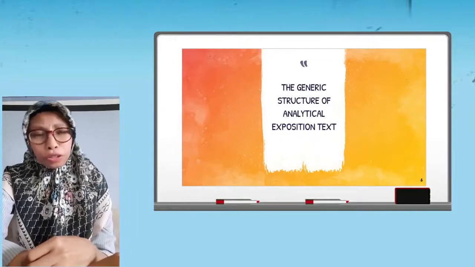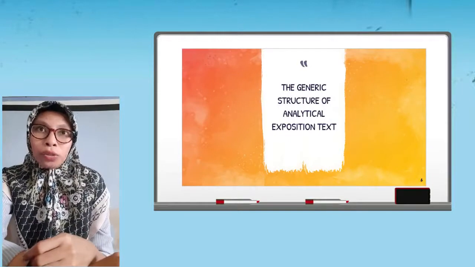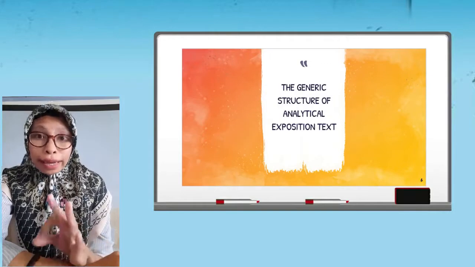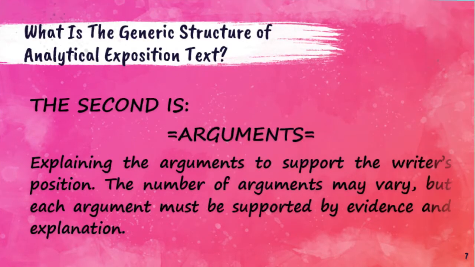What is the generic structure of analytical exposition text? Actually, it has three parts. The first one is thesis. Thesis means introducing the topic and indicating the writer's point of view. This is the first part. And the second one is arguments. Arguments means explaining the arguments, ideas or opinions to support the writer's position.